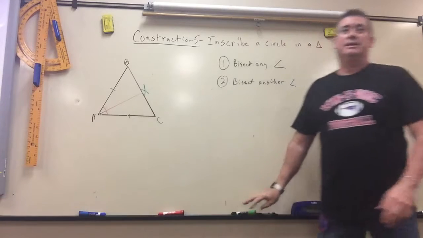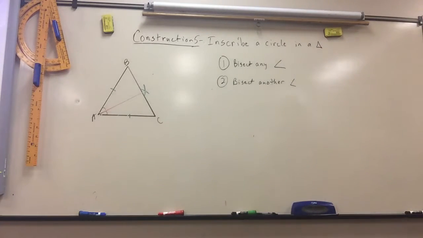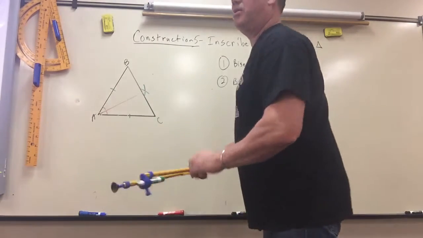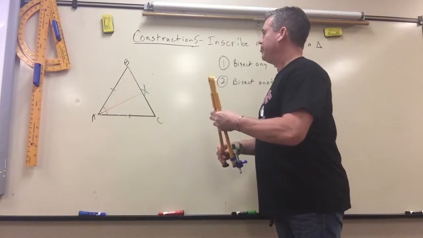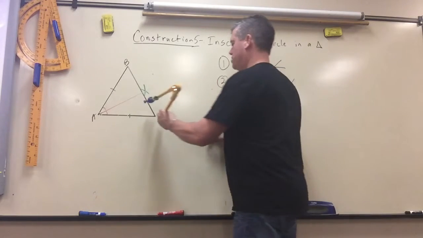So your second step is, like on the other construction, bisect any other angle. Do the same thing to one of the other angles. I'll do it on C.